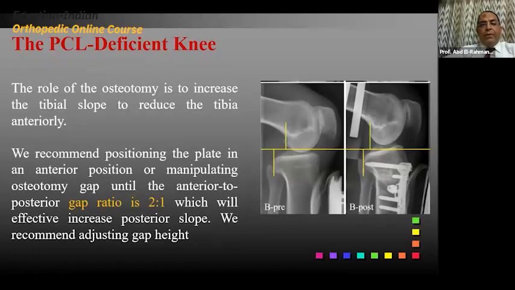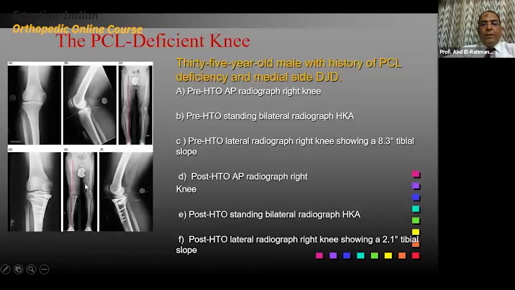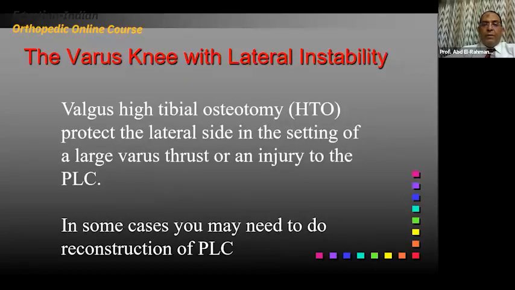In PCL deficient knees, the role of osteotomy is to increase the tibial slope, to reduce the tibia anteriorly, and we recommend positioning the plate in an anterior position, as you see, to make the anterior opening more than the posterior opening by a 2:1 ratio. This patient, as you see in the pre-operative X-rays, had a PCL injury, and we put the plate in an anterior position, and the patient did well and did not need PCL reconstruction.